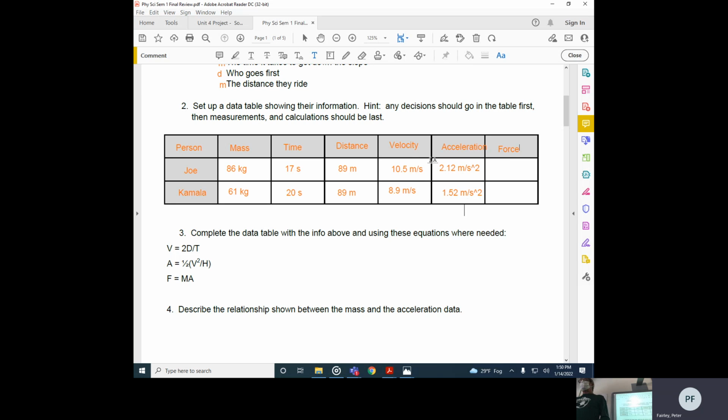Force should be easy because you know F equals, what does that mean? Mass times acceleration. Do we have those numbers already in our calculator, or already in the table? Take mass times acceleration. It is meters per second squared for acceleration, right? You guys remember what unit we use to measure force? We use newtons.